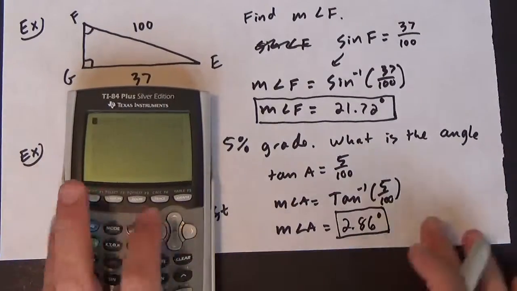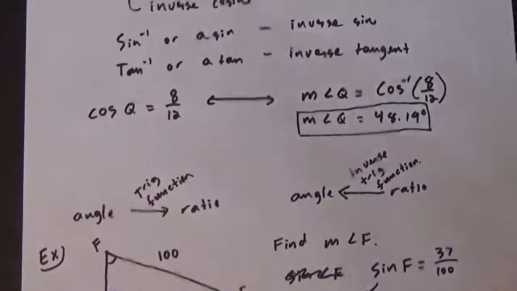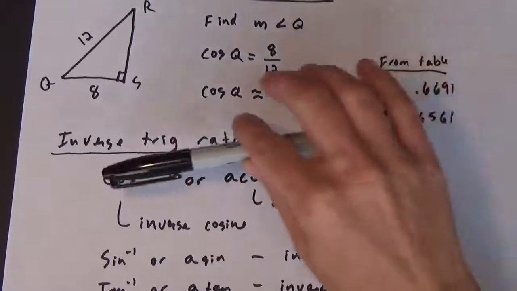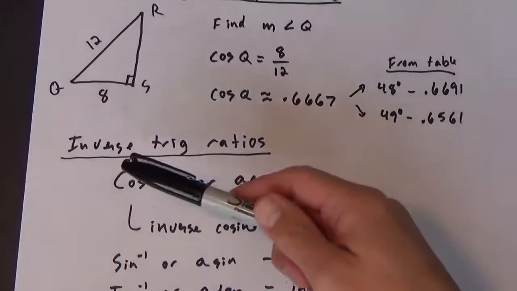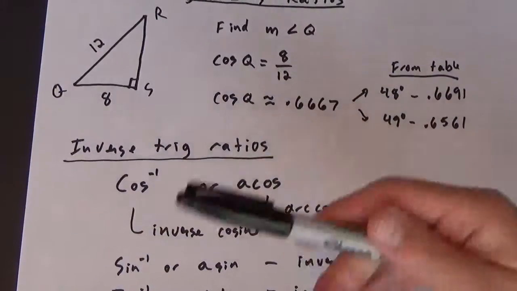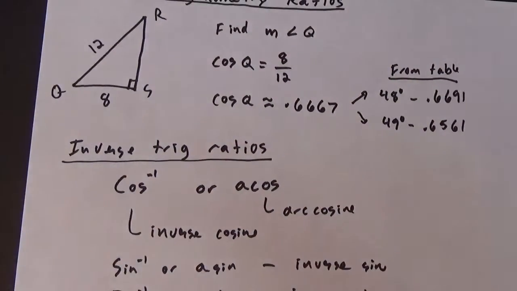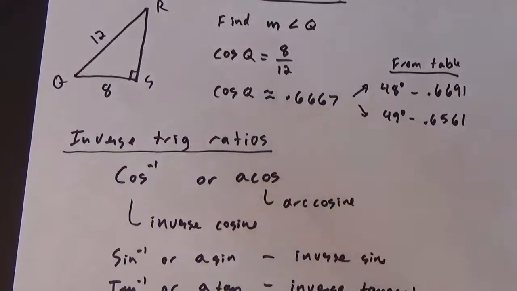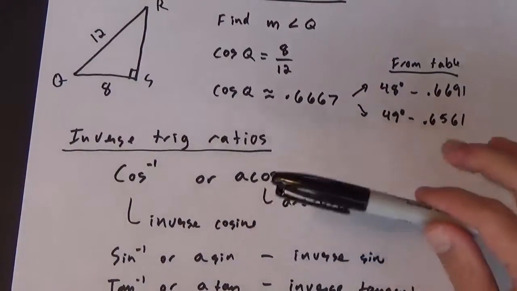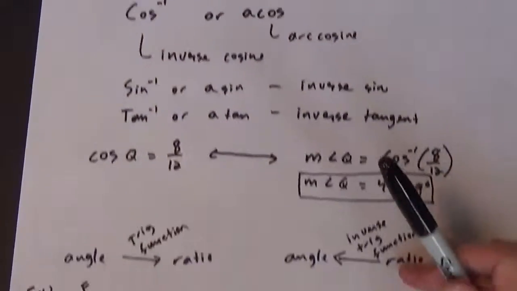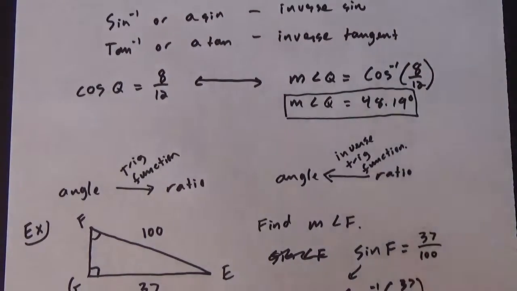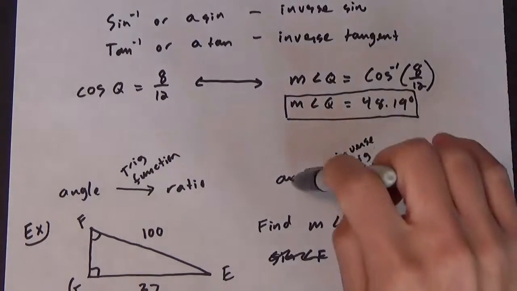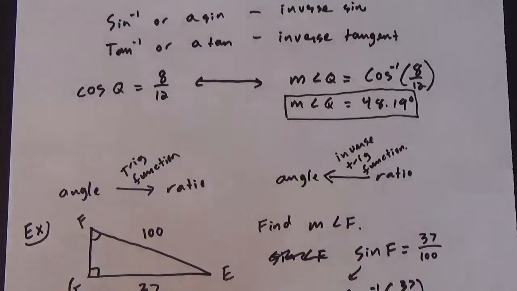Okay, so there you go. New concept here, the inverse trig ratios. You have to recognize when it is an inverse. It can be shown two ways. You can have that -1 up there, which means inverse sine, inverse cosine, inverse tangent. Or it can have a little a in front of it, which means arc. So arc sine, arc cosine, arc tangent, and so forth. And remember, when you're using an inverse trig ratio or inverse trig function, you're going from the ratio to the angle. So you're going backwards on that table.